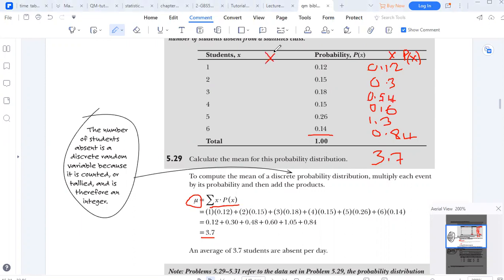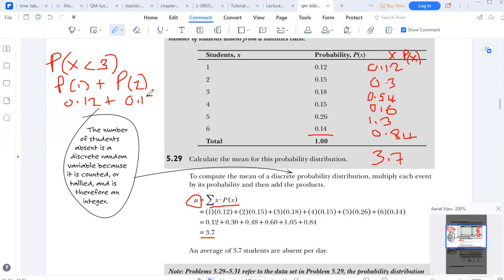So now we go to the variance. But before I go to the variance, there are other small things that you could be asked. For instance, to find the probability of x less than 3. Which values of x are less than 3? Probability of 1 plus probability of what? 2. So what is the probability of 1? The probability of 1 is 0.12. What is the probability of 2? Probability of 2 is 0.15. When we add them, we get 0.27.